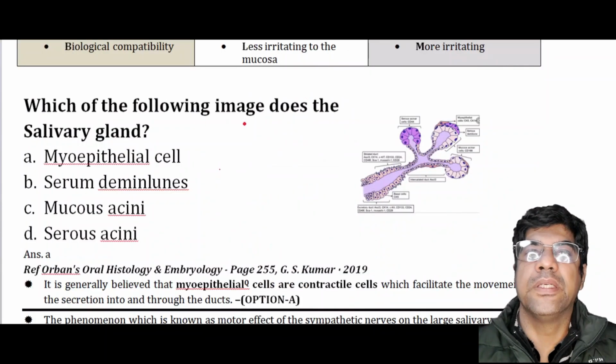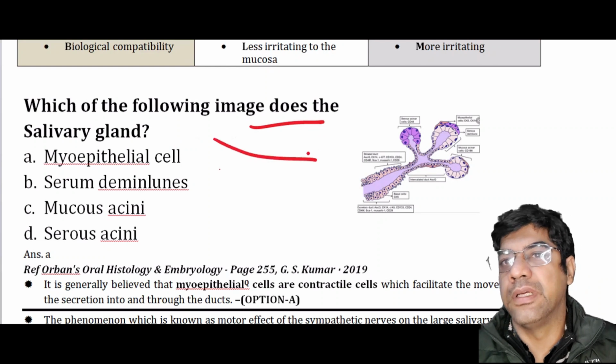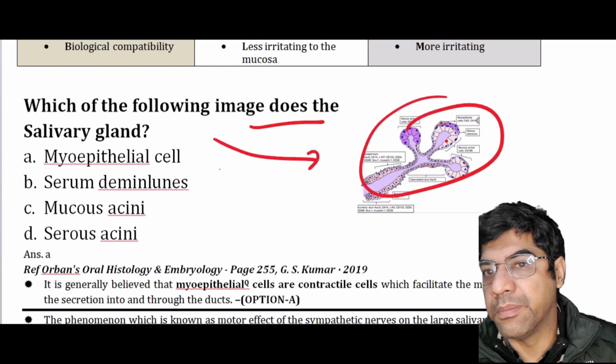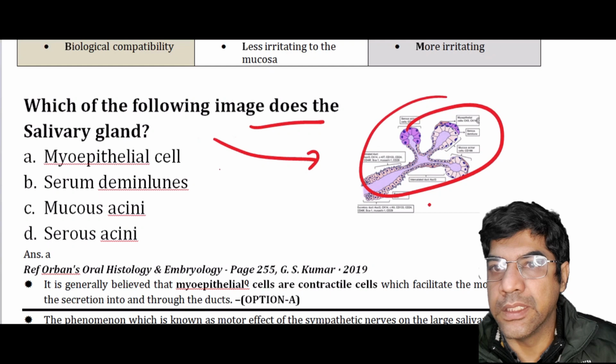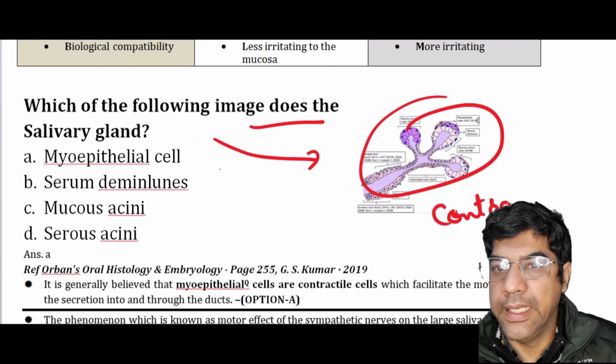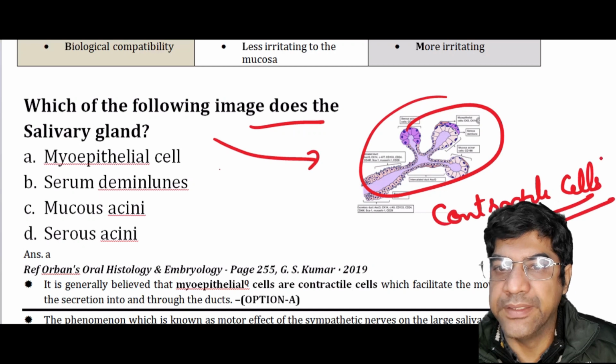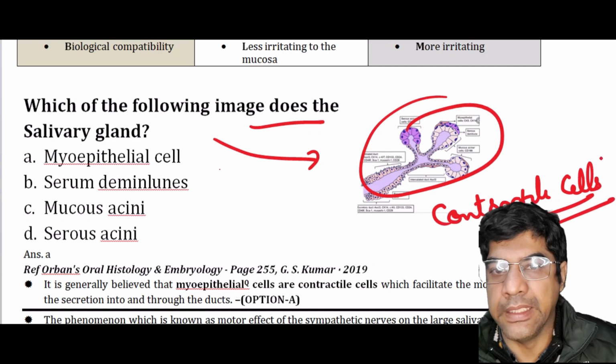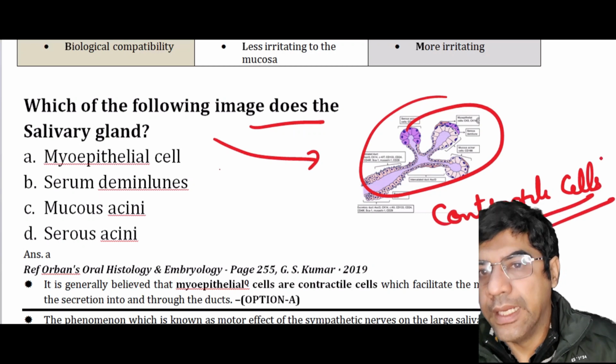Which of following image does the image represent? It represents the myoepithelial cells. They are the contractile cells that are present between the basal lamina and epithelial cells of the glandular acini in the salivary gland.